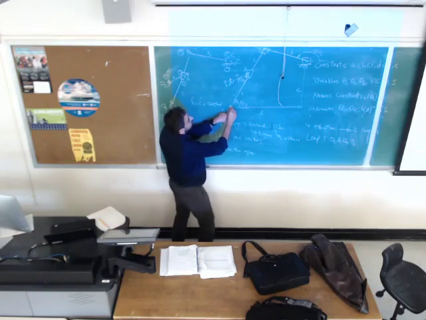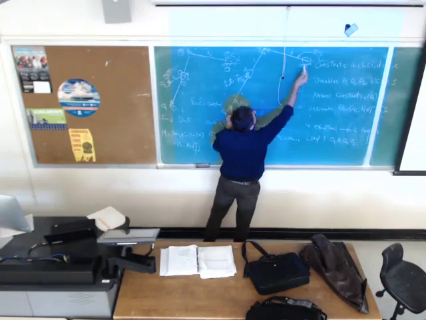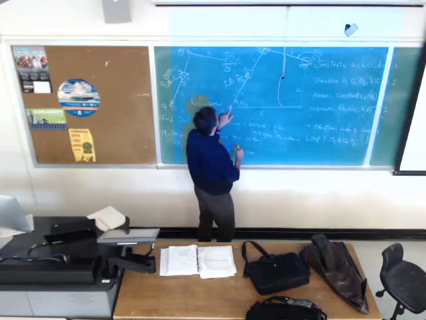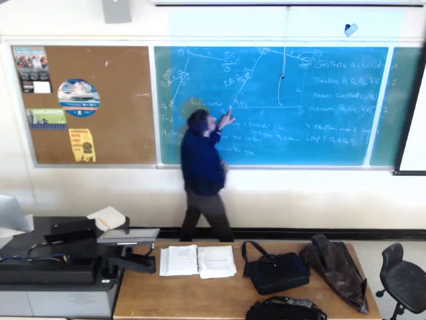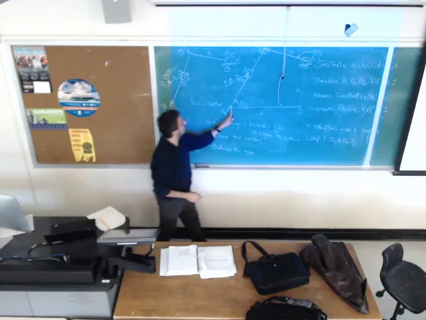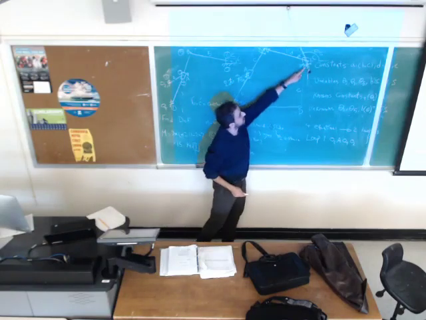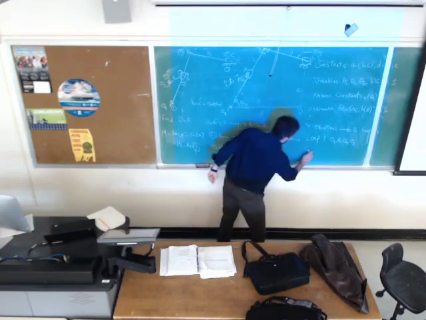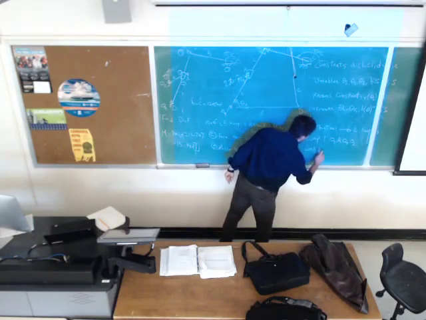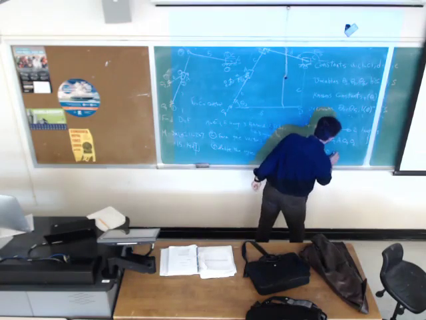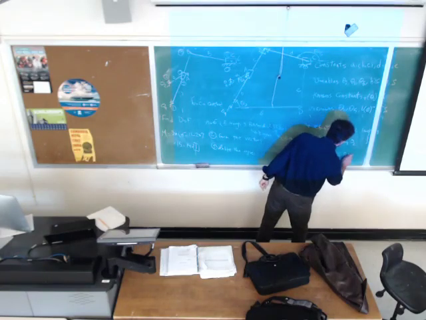Second loop, just look at this. O4B, doesn't have C. O4B, B to C, C to D, and D to O4. It's an offset slider crank. The second loop is an offset slider crank.